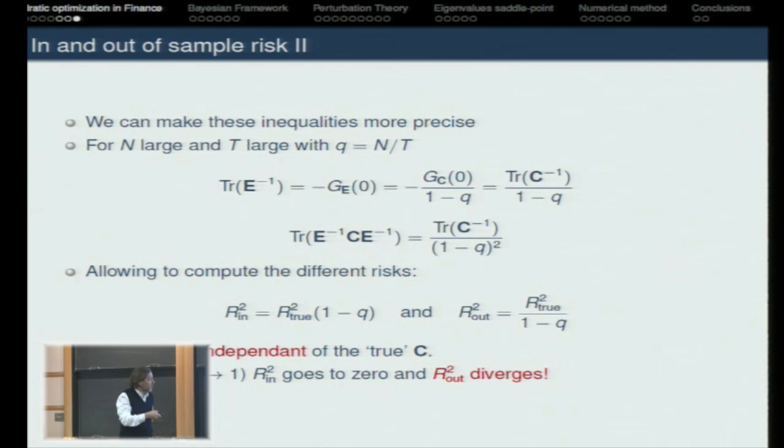Okay. Another funny thing about these results is that the true covariance matrix disappeared. So this is a result that's independent of whatever the true covariance matrix is. This is true in general.